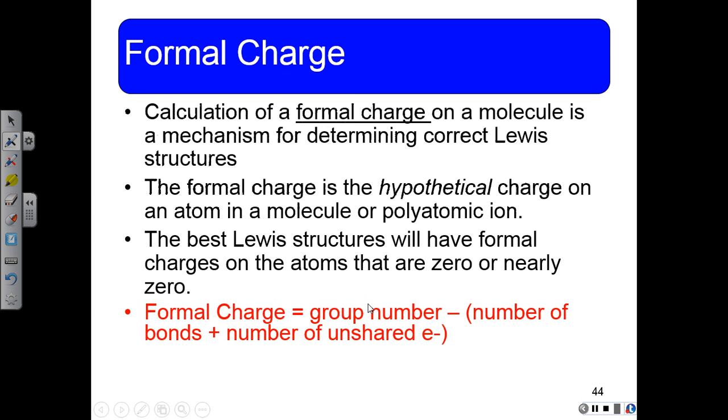You can calculate what's called formal charge. Basically, the idea is that whichever structure you draw that has the lowest charge is the one that's favored, the one that's more likely to be the structure. So we can go to all of our atoms and write in the formal charge. Formal charge is the group number of that atom, minus the number of bonds plus unshared electrons.